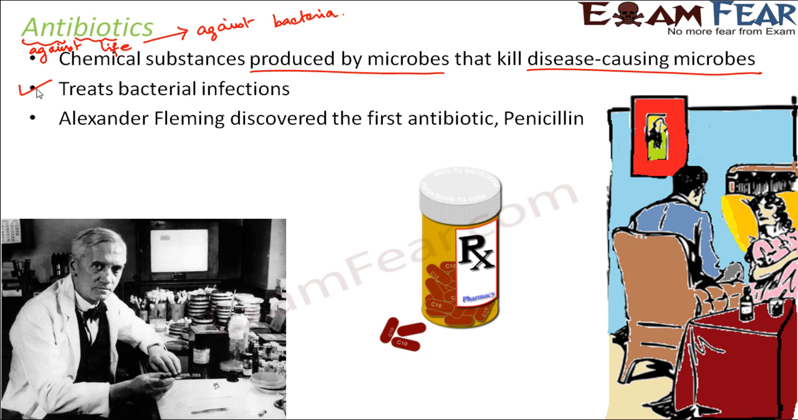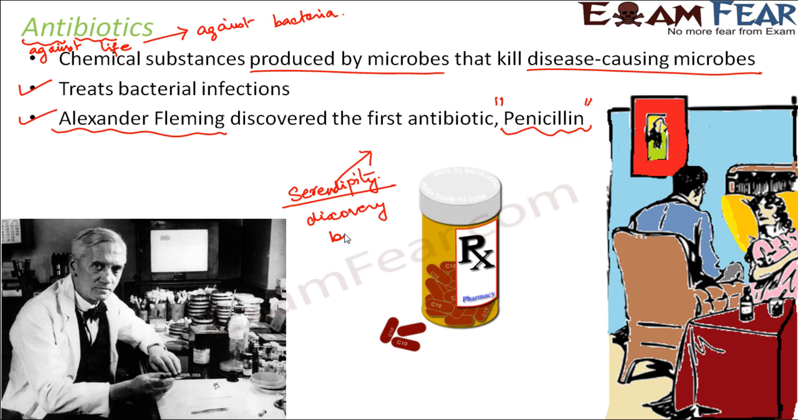This antibiotic was discovered for the first time by Alexander Fleming. He was a Scottish scientist, and you will be surprised to know that he discovered antibiotic by chance. He was not performing an experiment to discover antibiotic. He was doing some other experiment when he accidentally discovered the first antibiotic, which was named penicillin. Any discovery which happens by chance is known as serendipity. One example of serendipity is the discovery of penicillin. Serendipity means discovery by chance.